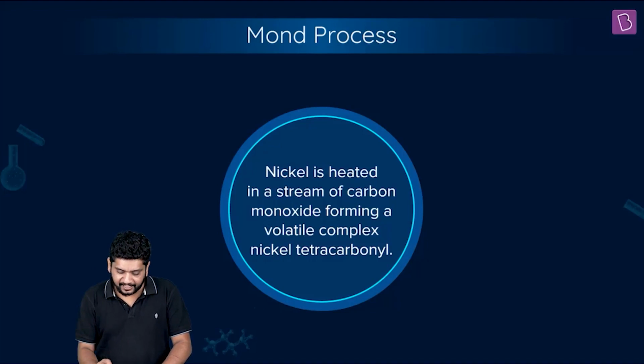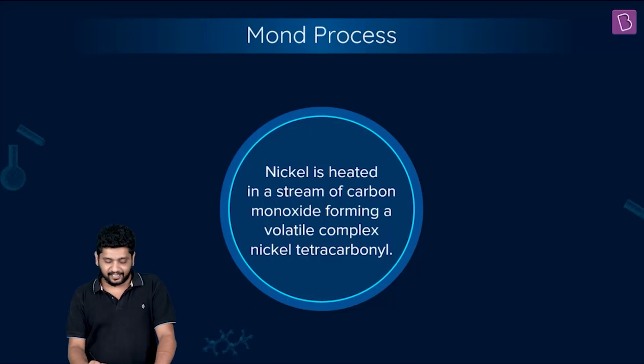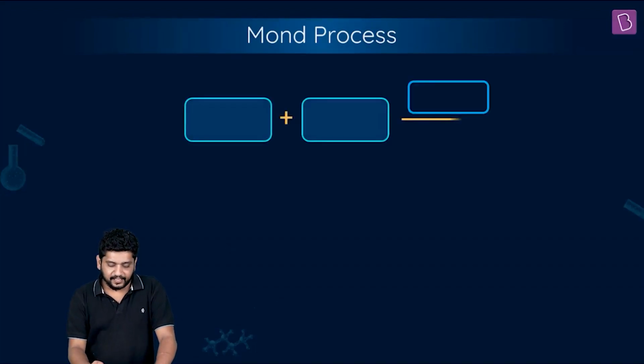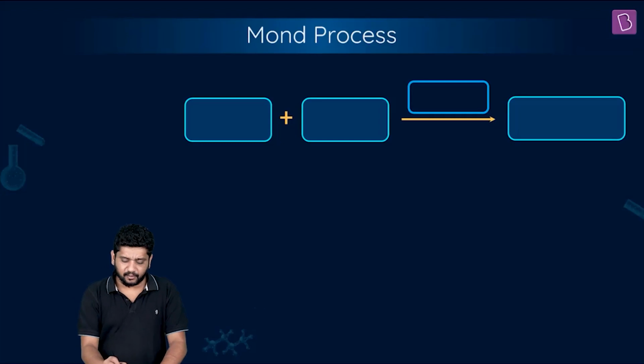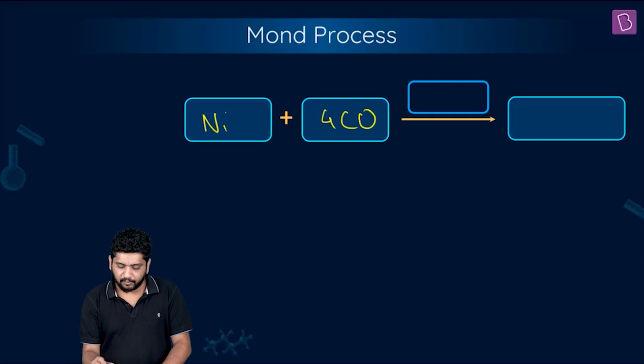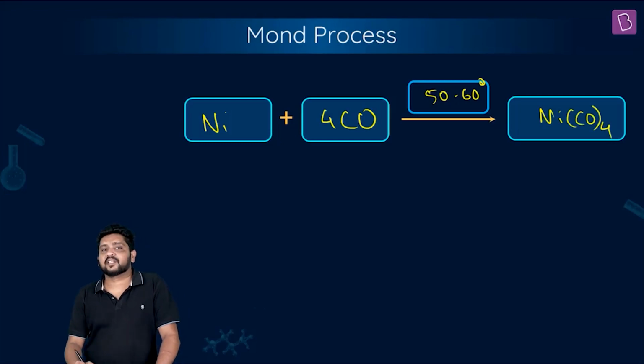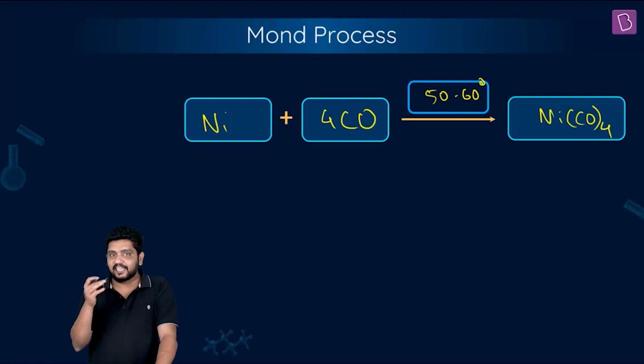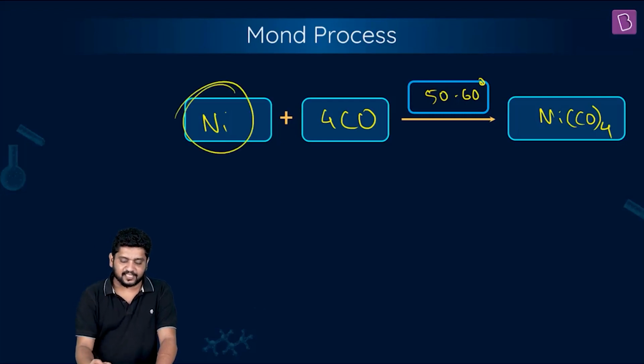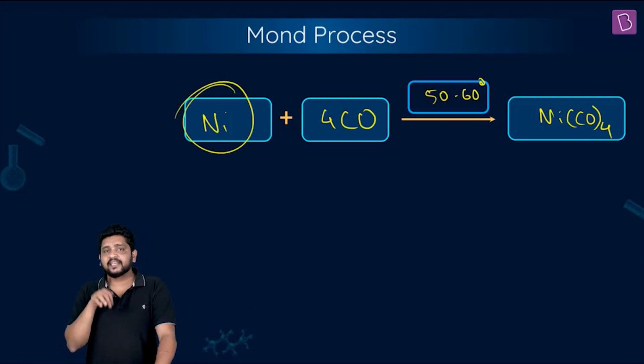So yeah, nickel is heated in a stream of carbon monoxide, forming this volatile complex, which is your nickel tetracarbonyl, right? Nickel, not very high temperatures are needed. 50-60 degrees will be sufficient. Nickel plus 4 carbon monoxide at 50-60 degrees gets converted into Ni(CO)4, nickel tetracarbonyl, which is volatile in the sense that it will be in gas phase and I can easily take it out. The other metals other than nickel do not have this reaction.